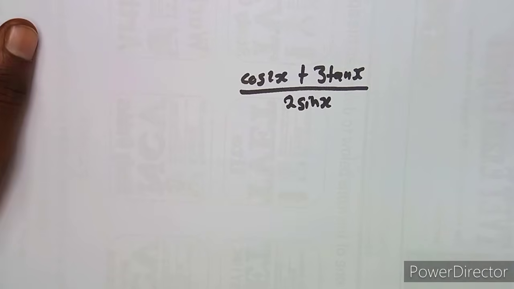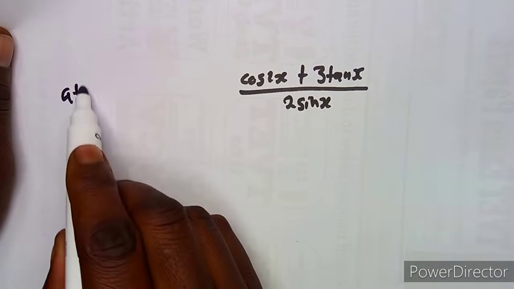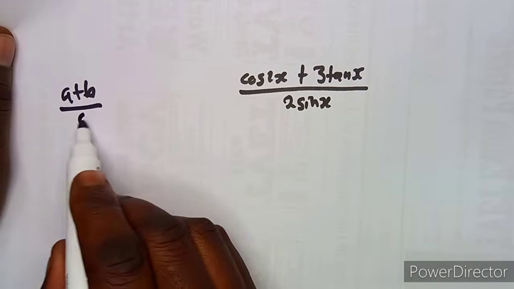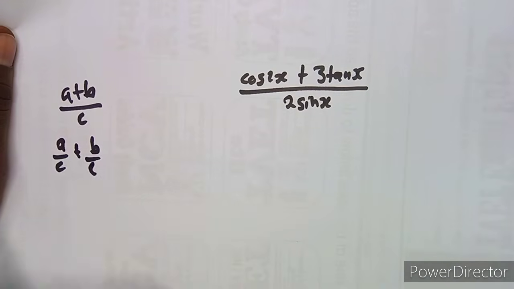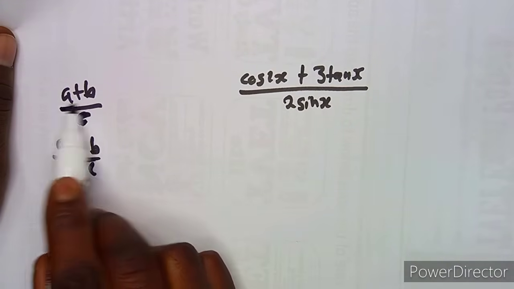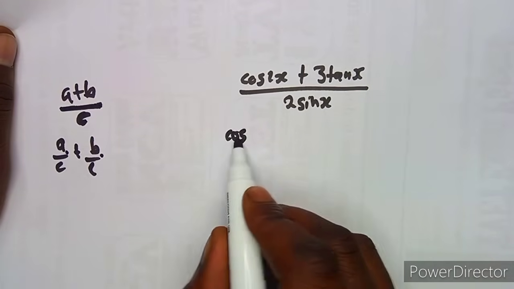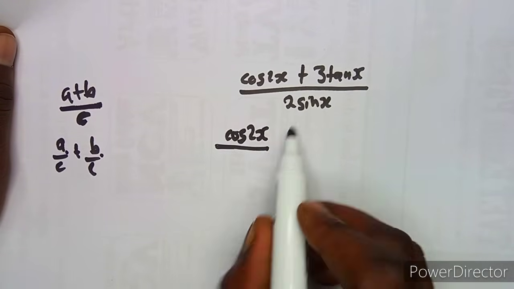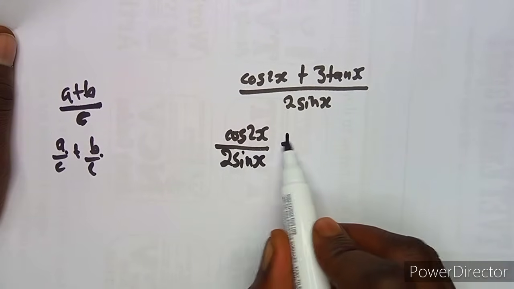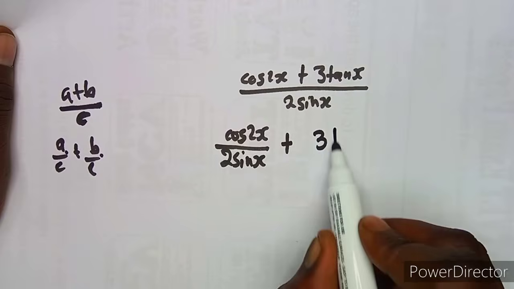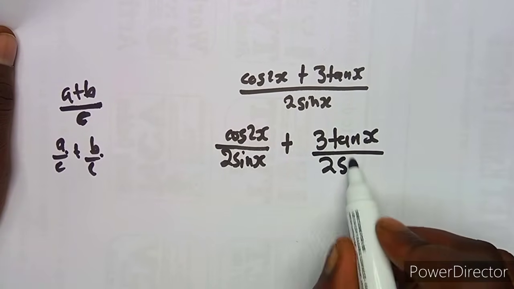All right, what can we do, guys, here? Okay, we can separate this, because we know that a plus b over c, like this, can be written as a over c plus b over c. It's one and the same thing. If this is affecting these two, you can separate the two. So that is what you're going to do here. Cos 2x over 2 sine x, I have separated this, plus I move on to this one, 3 tan x over 2 sine x.